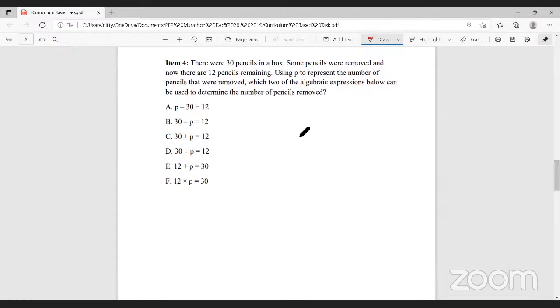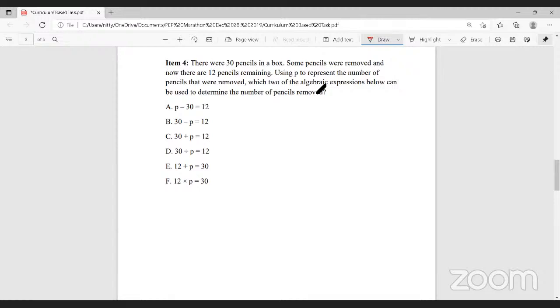So let us look here. Item 4 says there were 30 pencils in a box. Some pencils were removed and now there are 12 pencils remaining. Using P to represent the number of pencils that were removed, which two of the algebraic expressions below can be used to determine the number of pencils removed?